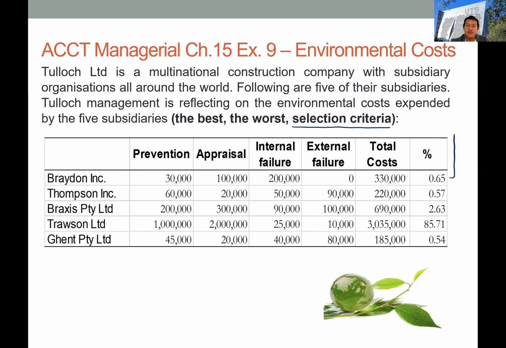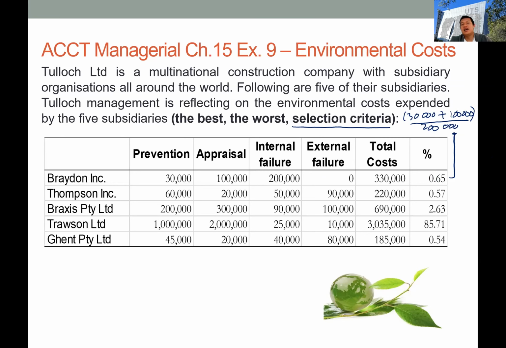For example, for Braxis, the ratio will be 30,000 of prevention costs plus 100,000 of appraisal costs, divided by the failure cost, which is 200,000. So 130,000 divided by 200,000, we get 65% or 0.65.